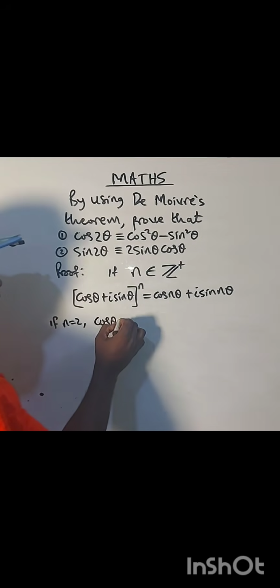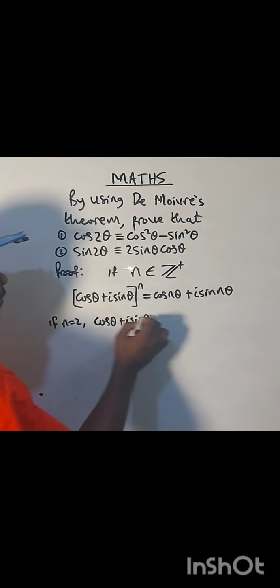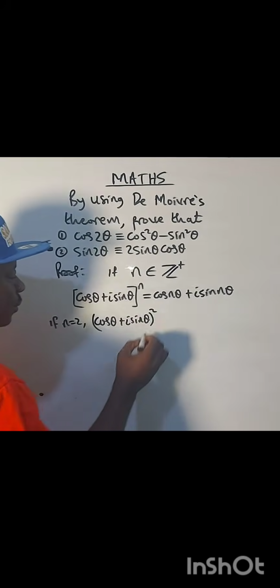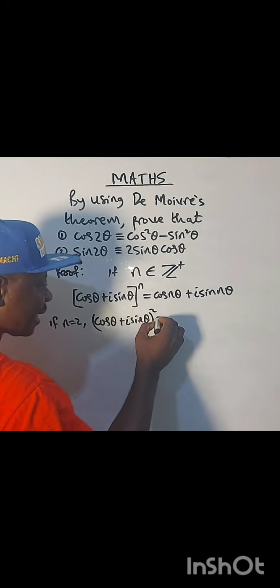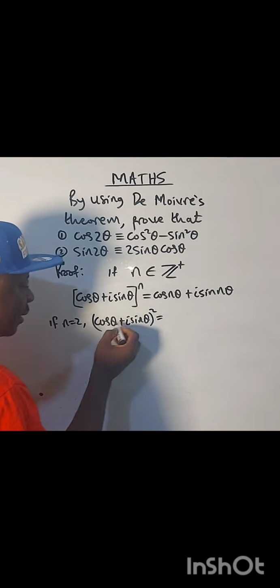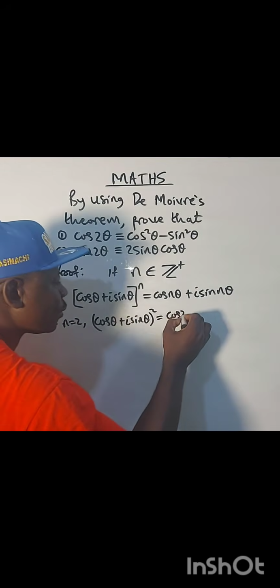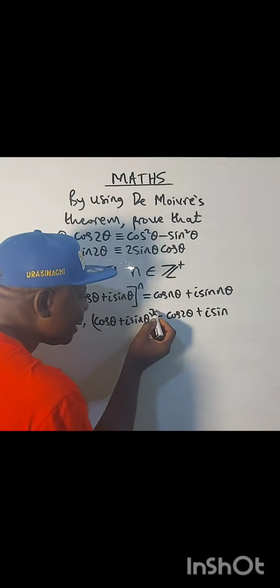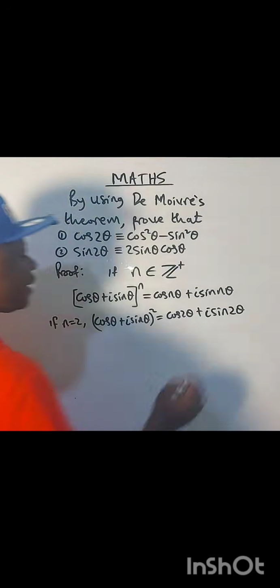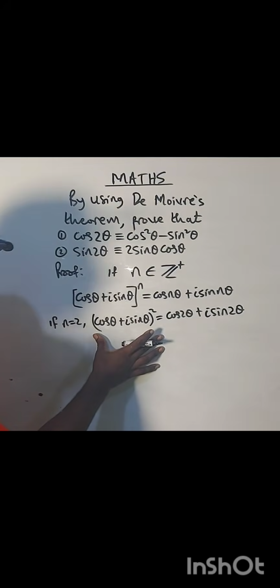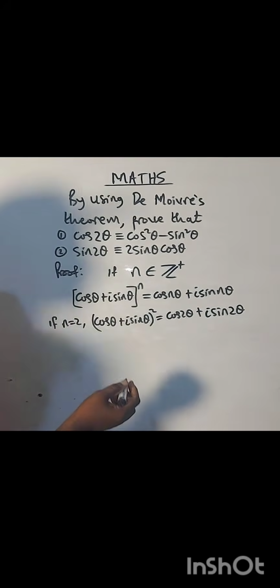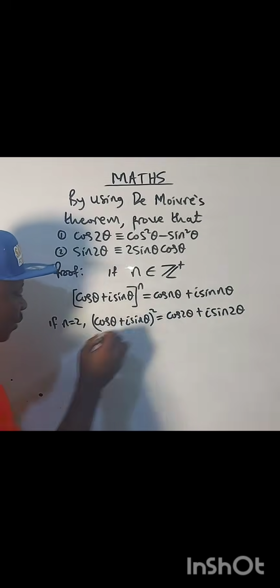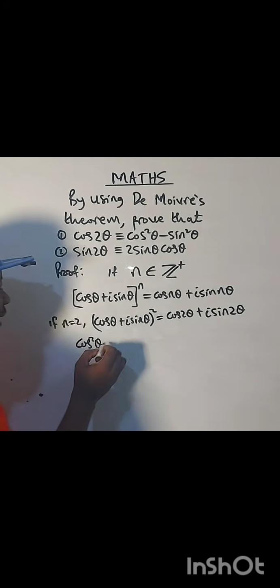So if n is equal to 2, then we are going to have cos theta plus i sin theta raised to the power 2. Yes, it will be identical. It will still be the same as this, 2 times n. This will be cos 2 theta plus, then we take this one, i sin, then 2 times theta will be 2 theta. Then I'll need to open this. Opening this means multiplying it by itself 2 times, which will be cos theta raised to the power 2, will be cos squared theta.